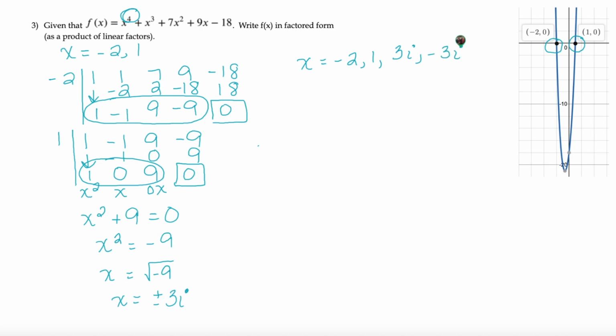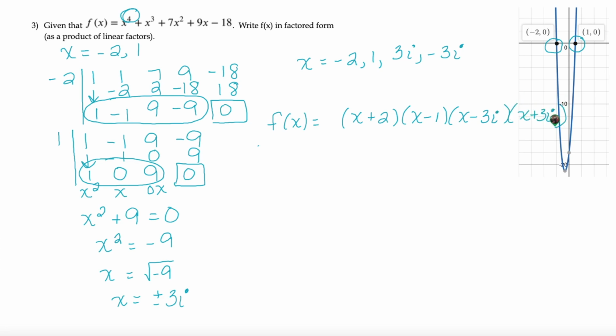We need to put it in a pair of linear factors. Each of these only came across one time, so there's 4 solutions, so each one has a multiplicity of 1. Therefore, f of x is equal to x plus 2, since if I wanted to get set equal to 0, I'd have to add 2 to both sides. x minus 1, x minus 3i, x plus 3i.